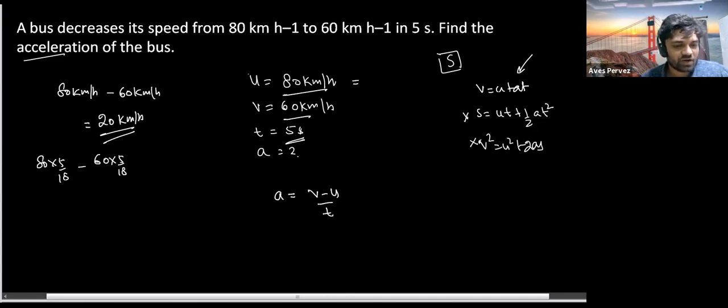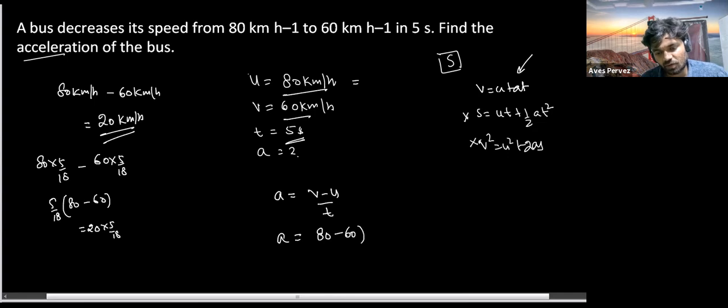Or you can take 5 by 18 as common, then 80 minus 60 gives 20 into 5 by 18. Or it will be simple that A is equal to 80 minus 60. Whatever answer comes will be in kilometer per hour, because when kilometer per hour is subtracted from kilometer per hour, the answer is in kilometer per hour, and you need to convert that speed into meter per second.